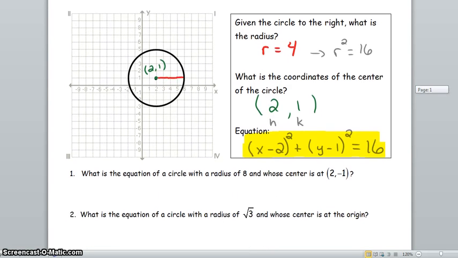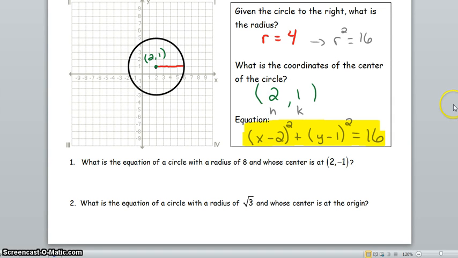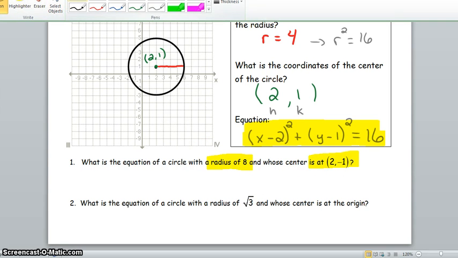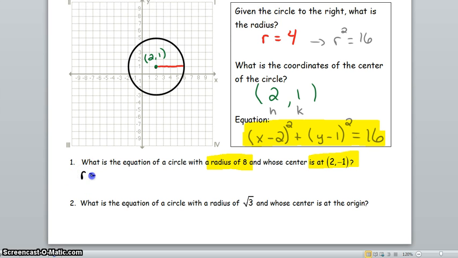For the next two examples, we're going to use the same equation. We just don't have the picture to draw from. But they did give us information, a radius and a center. So if the radius is 8, that means that the radius squared is 8 squared, or 64. The center is at (2, -1), so h is 2, and k is -1.